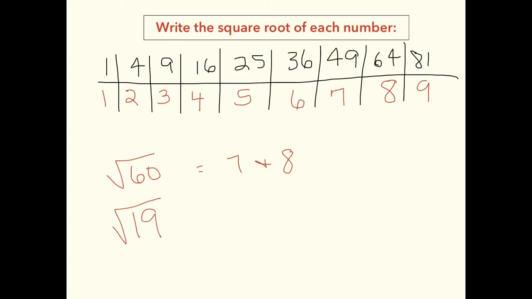We can estimate, because the square root of 16 is 4, square root of 25 is 5, and 19 is somewhere in between 16 and 25. So the square root of 19 must be somewhere in between 4 and 5. So now that you know how to estimate it, what we need to do is find a very simplified version of this square root instead of just estimating it.